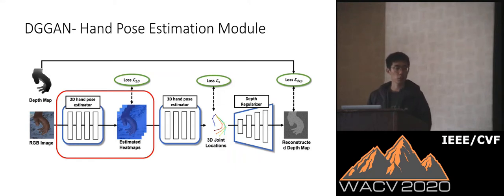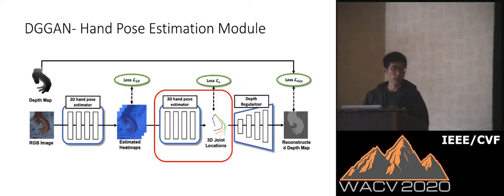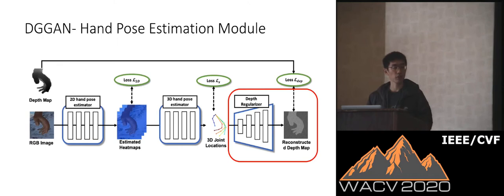And for the hand pose estimation module, we first use CPM as the 2D hand pose estimator. We use the hand keypoints, and we use a Gaussian blur of the direct delta distribution as the ground truth of the heat map, and we train on that. After that we have a 3D lifting network, which we train on the depth axis to predict the value on the depth axis. So this network takes the heat map as the input and outputs the value of the depth axis.